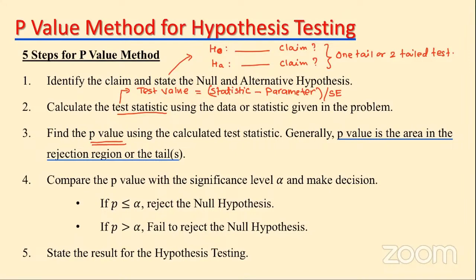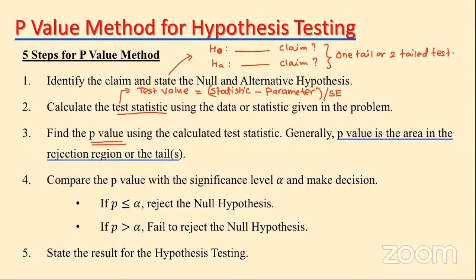Once we have that, it's time to decide whether we can reject the null hypothesis or fail to reject it. In the next step, you compare the p-value with the significance level alpha, which will be given in the problem. You know alpha from the previous chapter on confidence intervals. The confidence level is the area in the middle, C, and the remaining area is alpha, which we divide between the tails. That's the significance level, and it will be given in the problem.